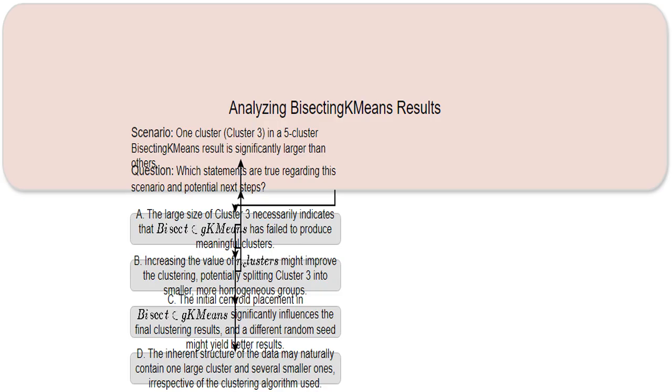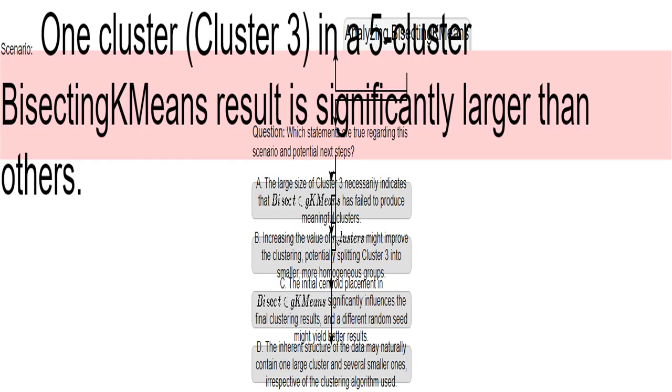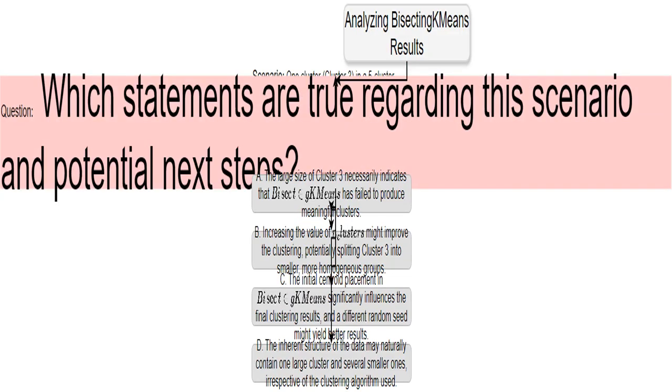I'm analyzing the results of a clustering algorithm called bisecting k-means. It's used to group similar data points together. We ran bisecting k-means, aiming for 5 clusters. Unexpectedly, one cluster ended up much larger than the others. This is the situation I need to understand. I'm trying to figure out what this result means and what I can do about it.